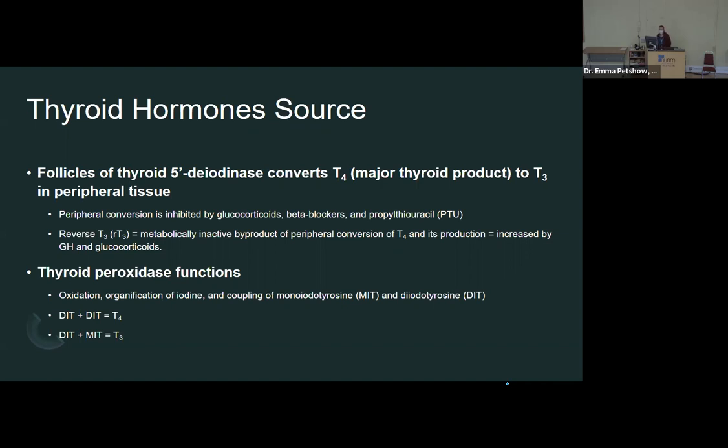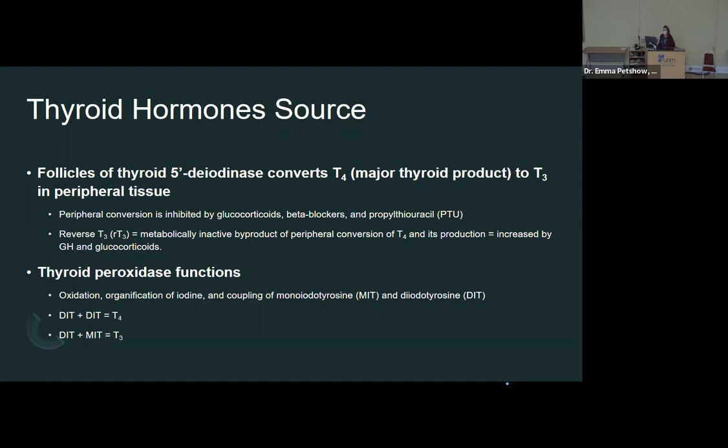All right, thyroid hormone source. So the follicles of our thyroid. 5-deiodinase converts T4, our major thyroid product, to T3 in peripheral tissue. The peripheral conversion is inhibited by steroids, beta blockers, and PTU, so medicines. Reverse T3 is an inactive byproduct of peripheral conversion of T4 to T3, and it can be increased by growth hormone and glucocorticoids, so our steroids.